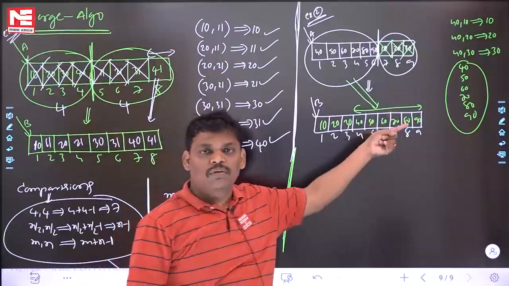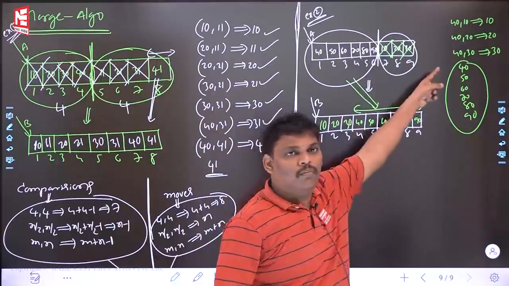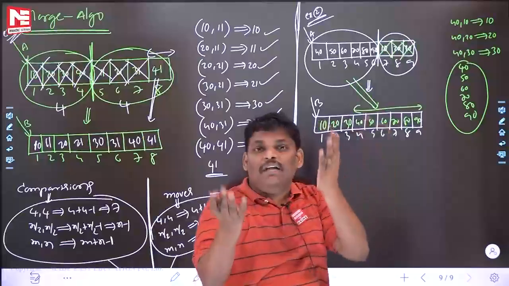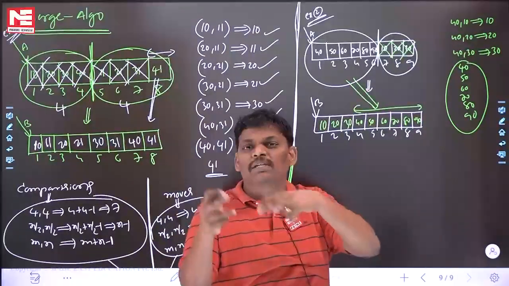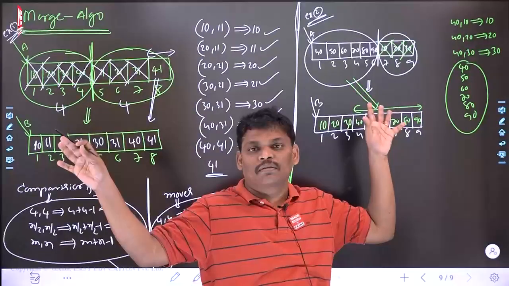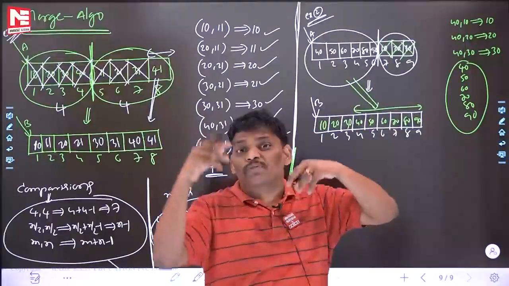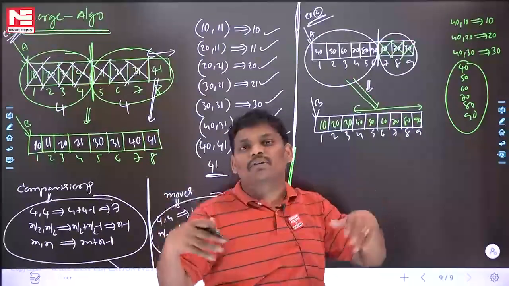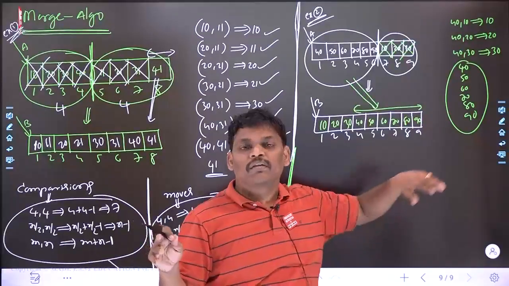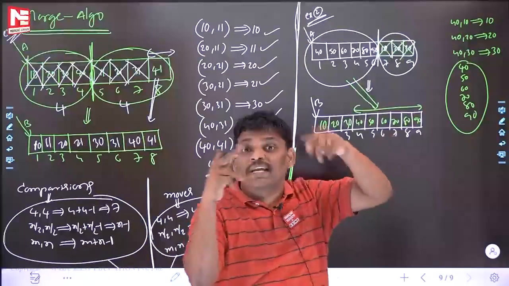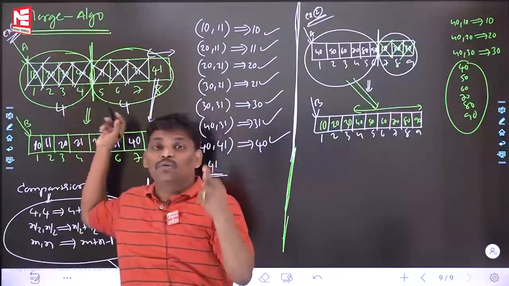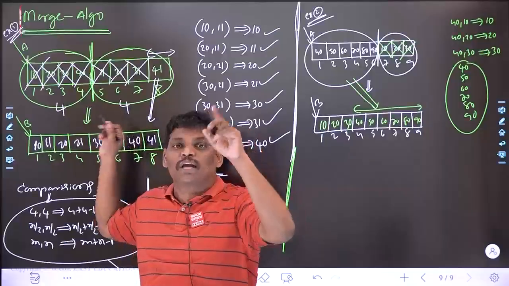But in the second example, elements are always coming from the same group. Whenever elements are always coming from the same group, that group will be over within a few steps, and the remaining elements you can copy. What is the meaning? Here the goal is to make one group empty in less time. But in the first example, it takes more time to make one group empty.